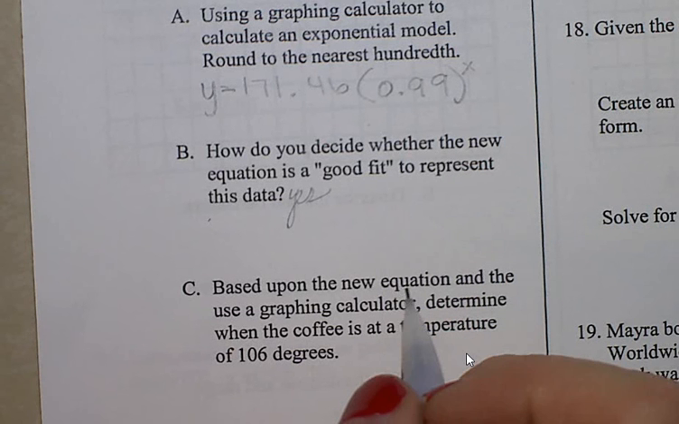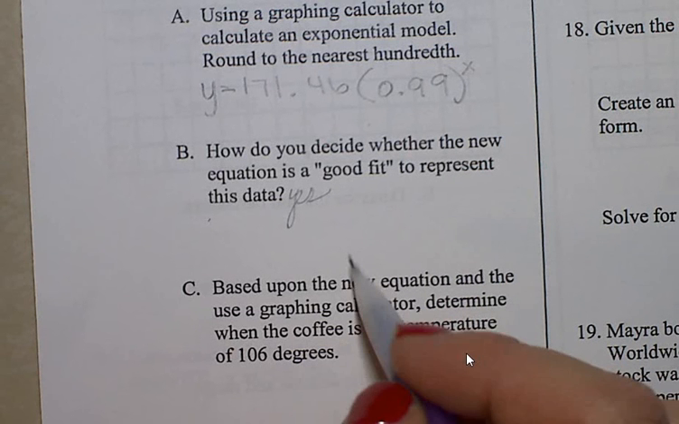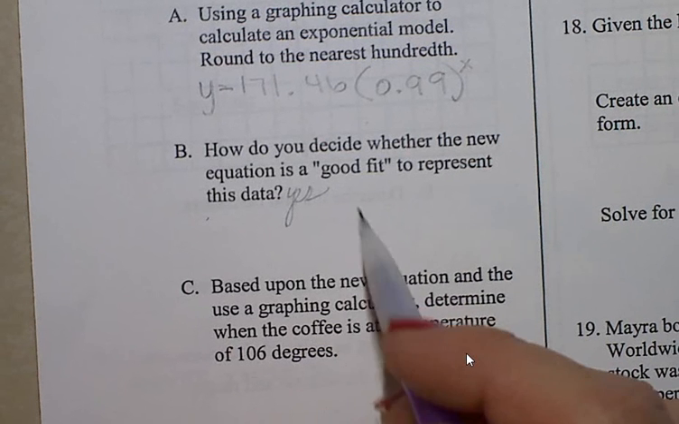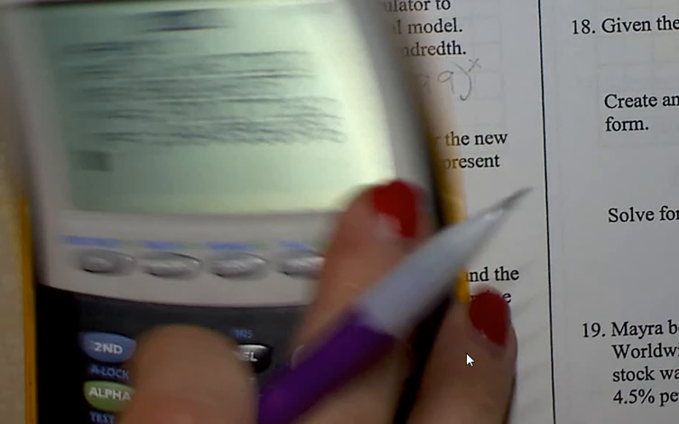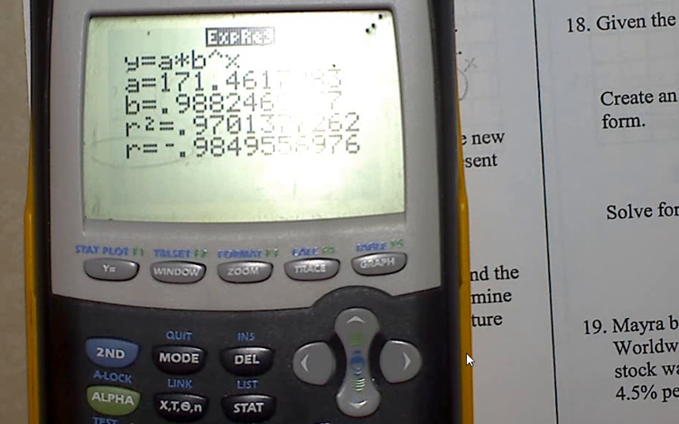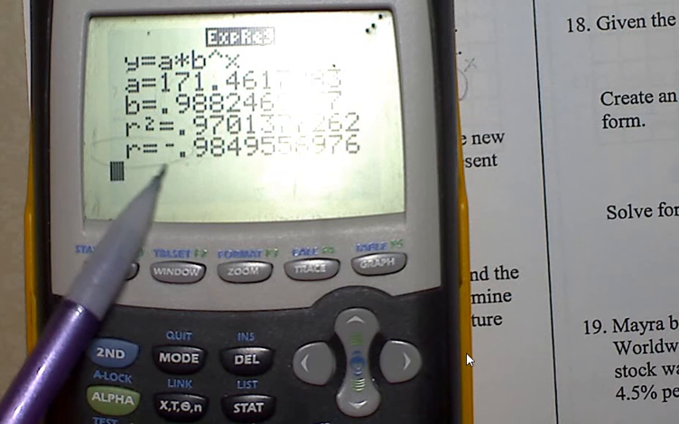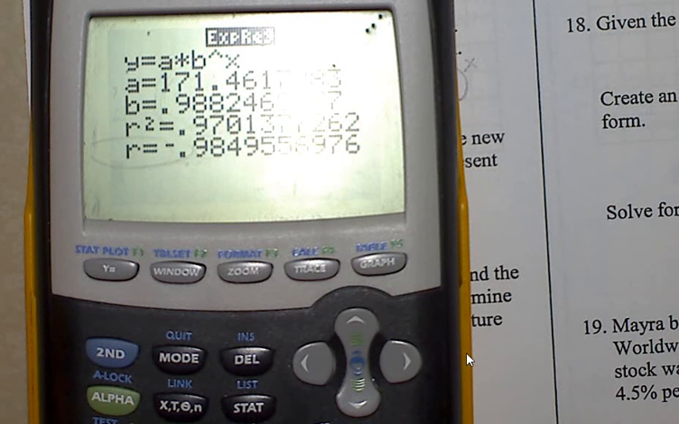I'm going to give you 15 seconds to do that in words on paper right now. How do we know it's a good fit? Because what value is equal to? Negative 0.98, which is really close to negative 1.